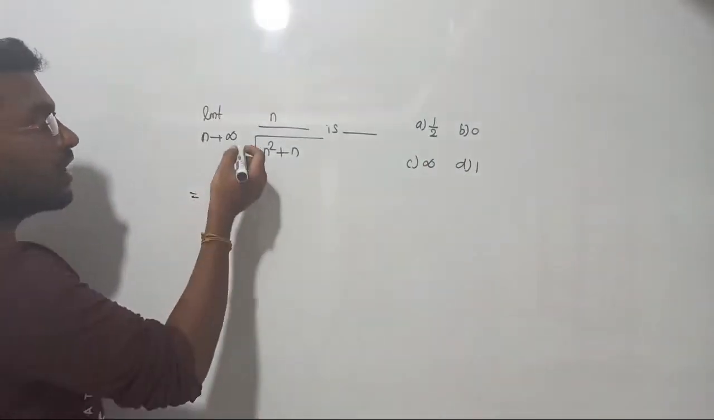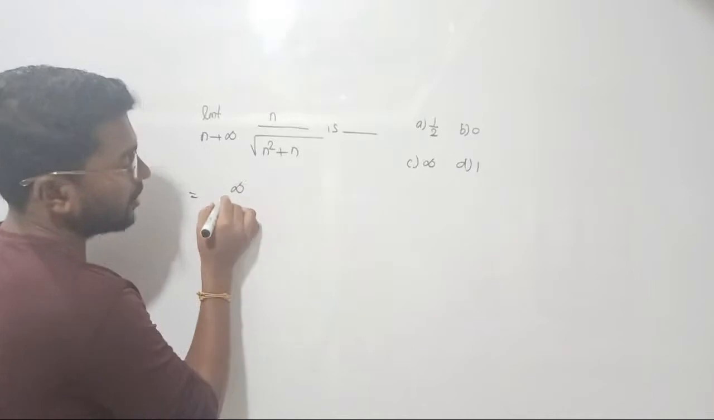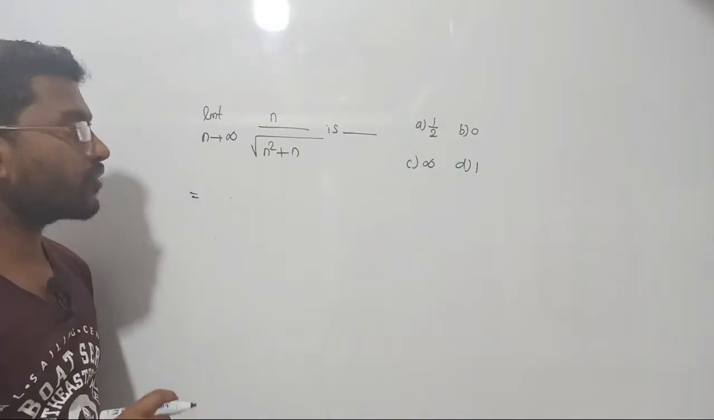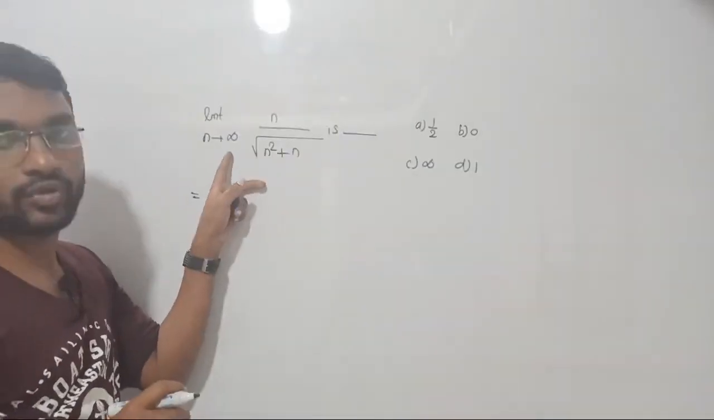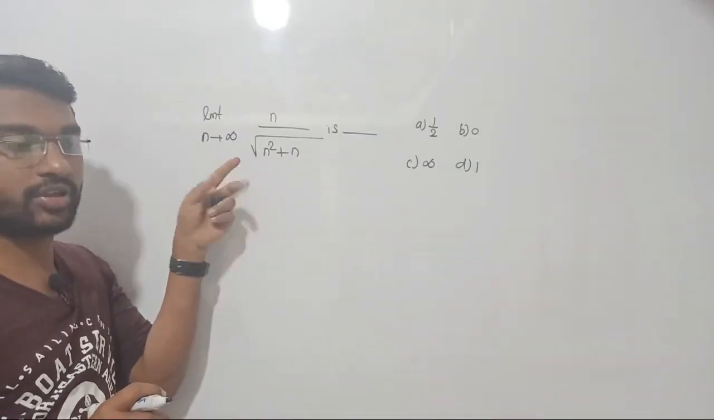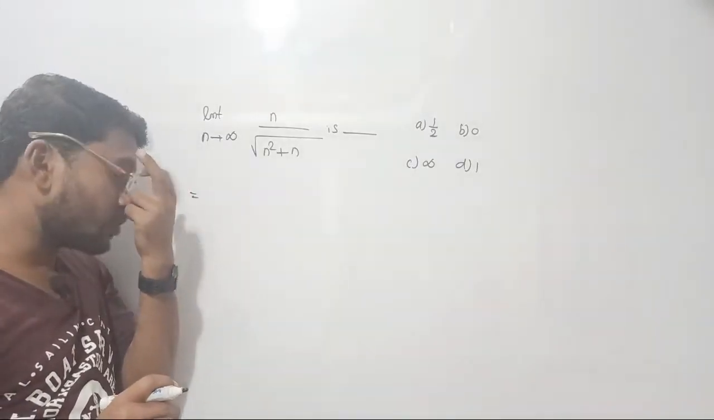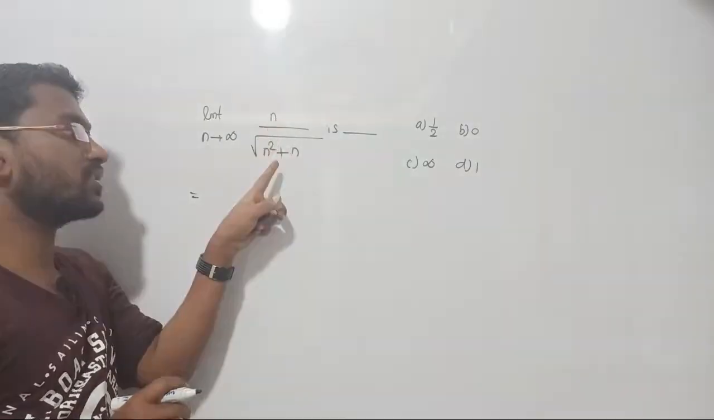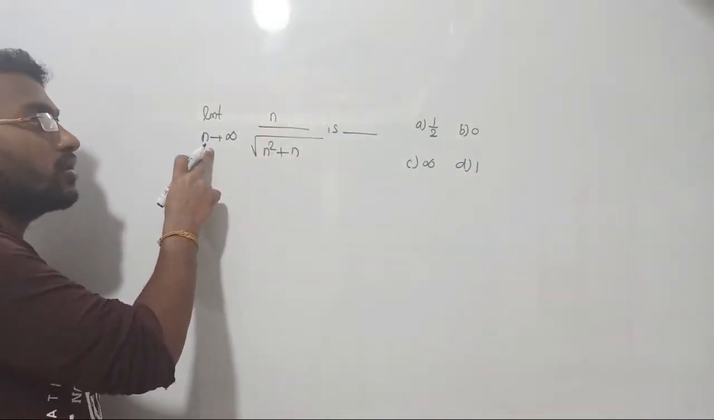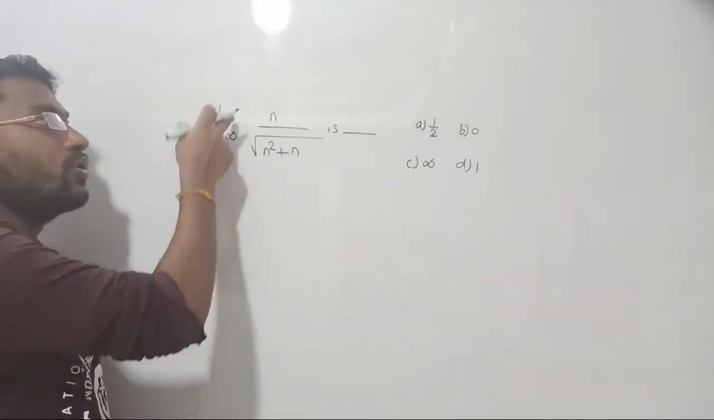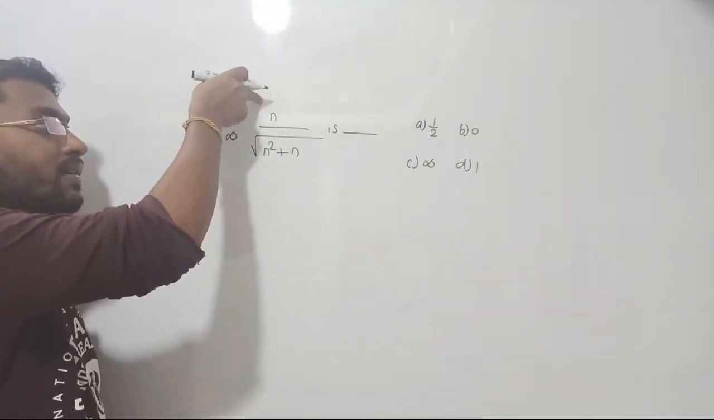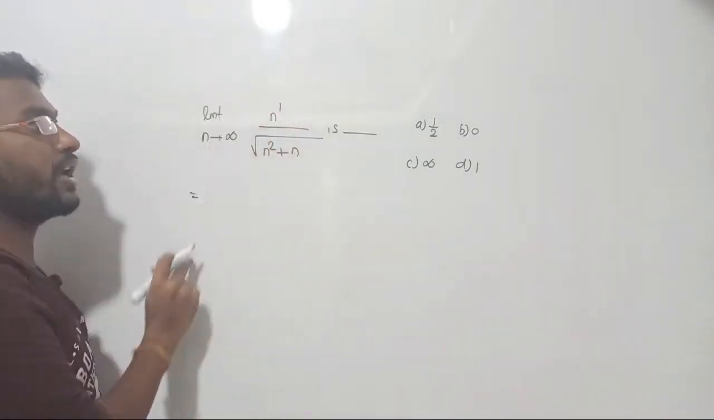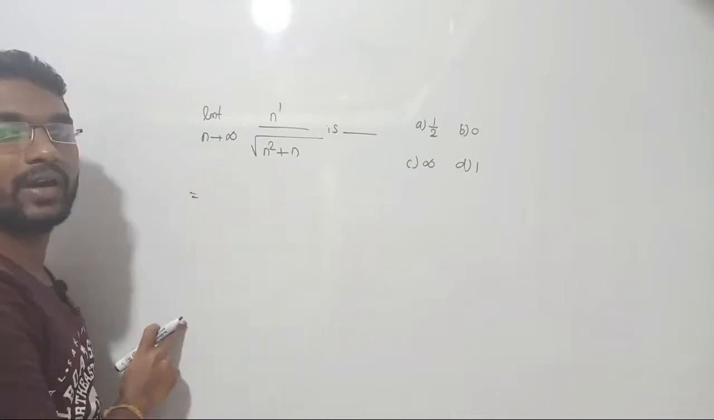Yes. Let's see. If I directly substitute n equal to infinity, the numerator will become infinity, and the denominator also will become infinity. But I had told you one thing: whenever you substitute the final value in any function, you have to cancel the highest power in the numerator with respect to the denominator. For that, in the numerator we have n power 1. Take the same n power 1 out of the denominator and check.